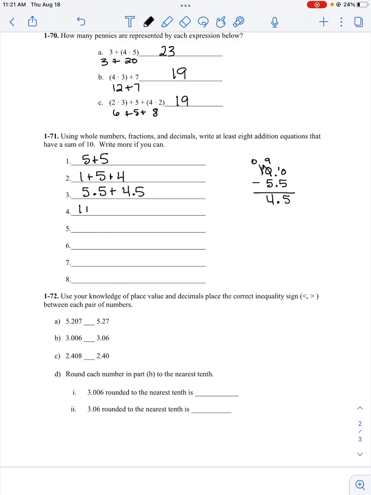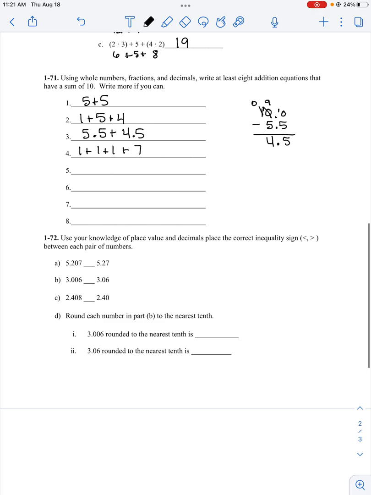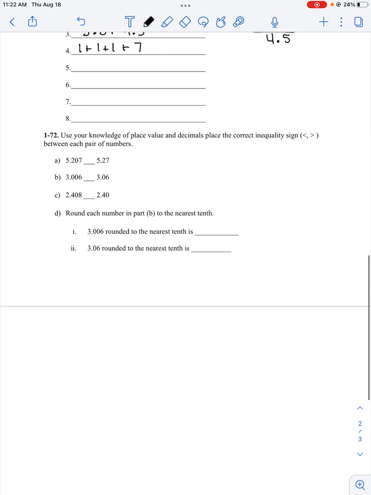So, number 4, I could have 1 plus 1 plus 1 plus 7. 1 plus 1 plus 1 is 3, plus 7 is 10. I'm going to let you figure out the remaining 4. Then we're going to move to the next problem.